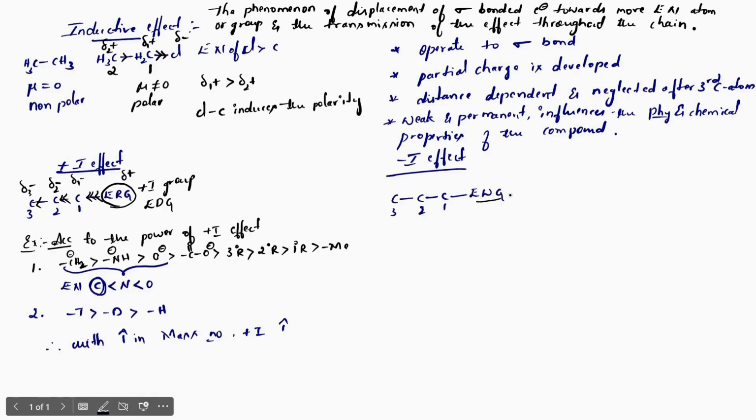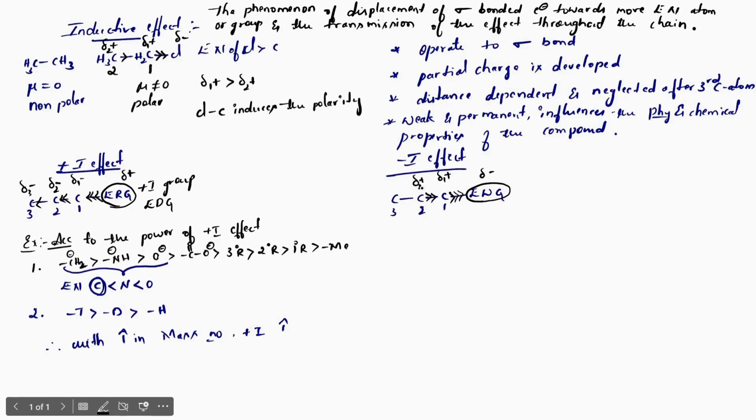This electron withdrawing group withdraws the electron from the first carbon atom and acquires partial negative charge. This first carbon atom acquires partial positive charge, that is delta 1 plus. When the electron density of the first carbon atom decreases, it pulls the electron density from the second carbon atom, so that the second carbon also acquires partial positive charge, that is delta 2 plus.